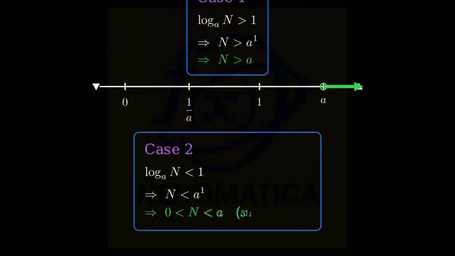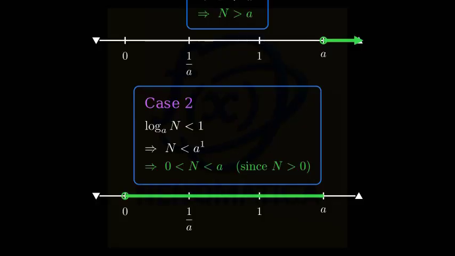Case 2. Start with log base a of n is less than 1. Convert to exponential form. n is less than a to the power of 1. Now apply the domain n greater than 0. Therefore, 0 is less than n and n is less than a.